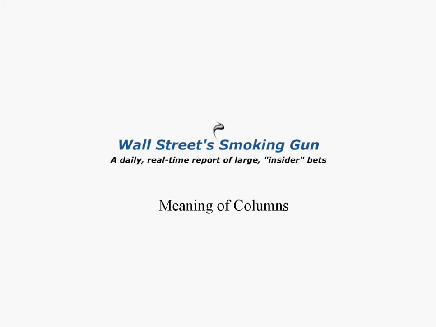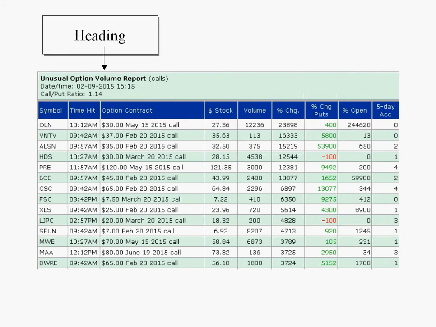I'm going to briefly go over the meanings of columns in the Wall Street Smoking Gun Report. In every report, at least the one sent by email or when you log in, there will be a heading that tells you which report it is, because we do have several, and it'll tell you whether they're puts or calls, and it'll give you the date and time of that report. That's how you know if it's current. That timestamp will be the last, most recent report that's been generated on our server.